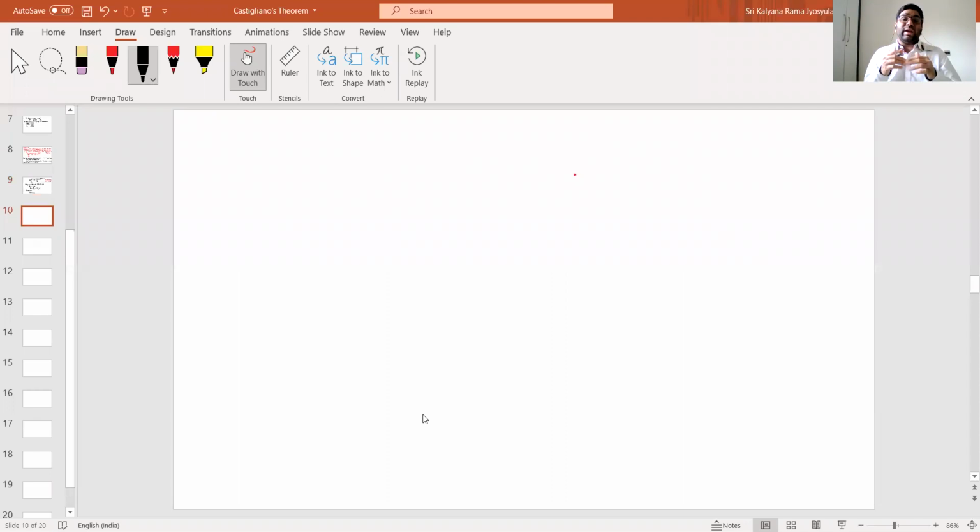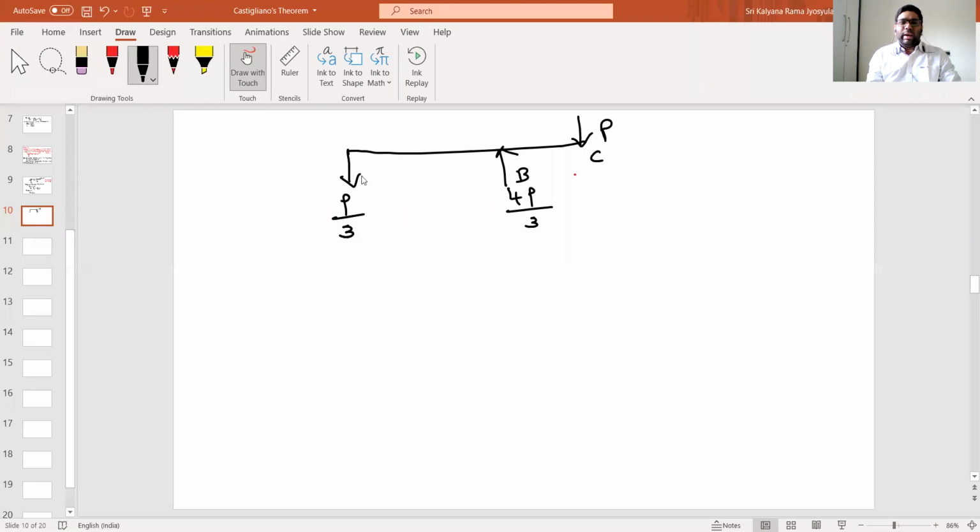Now we need to apply the strain energy due to bending. What is strain energy due to bending? M square by 2EI into dx. So now if I sketch the overall beam, there is a load P here at point C, and we have 4P by 3 at point B, and we have P by 3 at point A. So this is what we have.